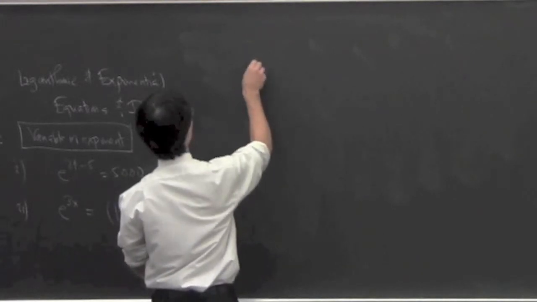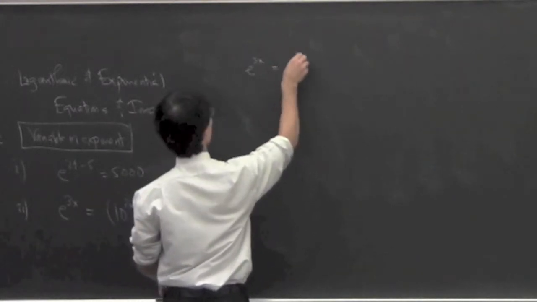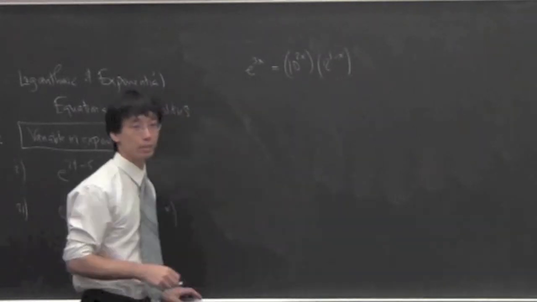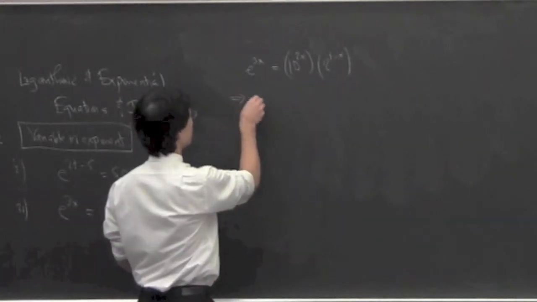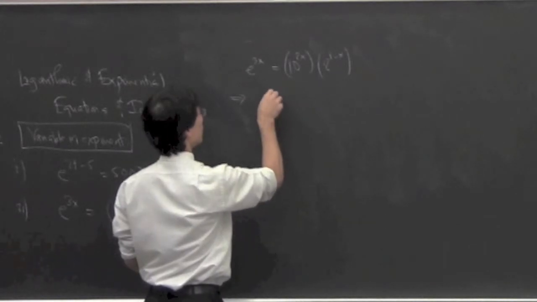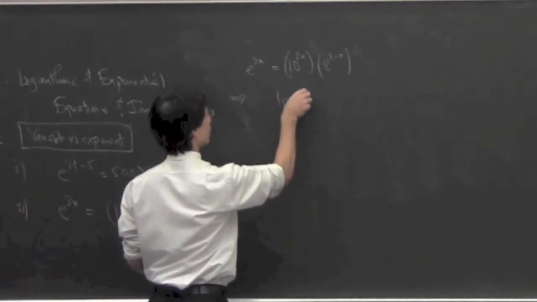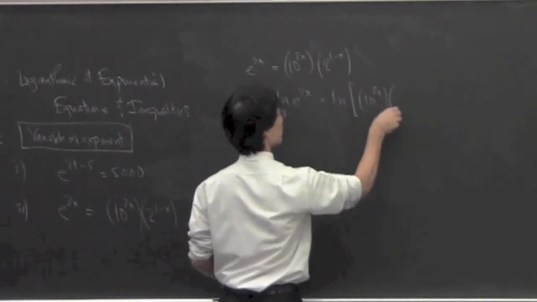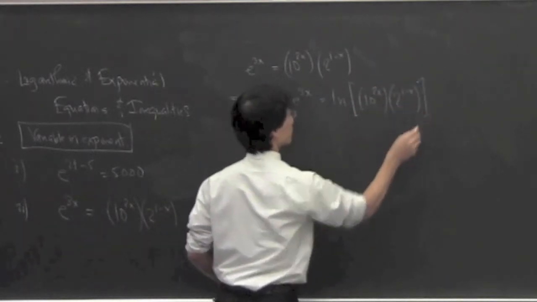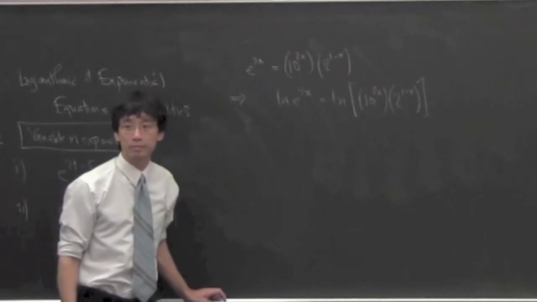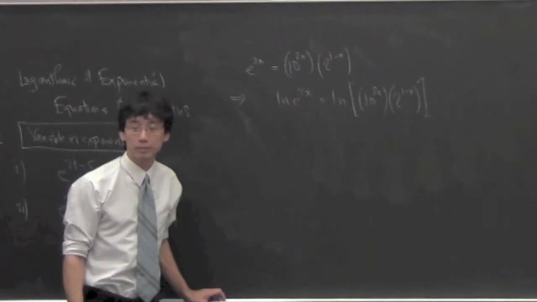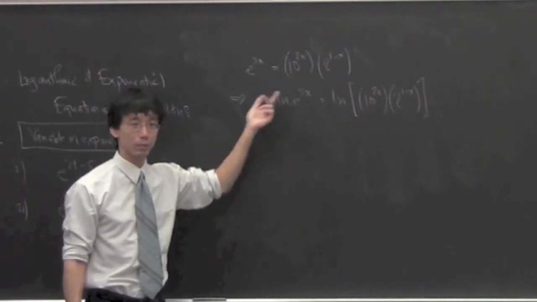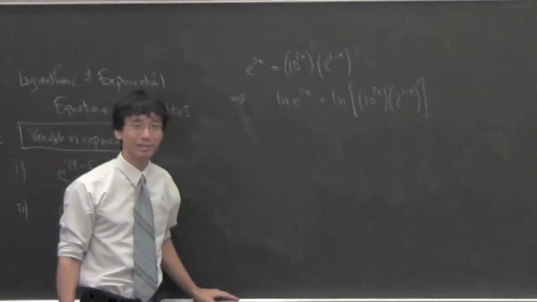So we've got e to the 3x equals 10 to the 2x times 2 to the 1 minus x. Right? Okay. So we take the natural log of both sides. We get natural log of e to the 3x is equal to natural log of 10 to the 2x times 2 to the 1 minus x. Certainly if a equals b, then natural log of a equals natural log of b. Because a is b.